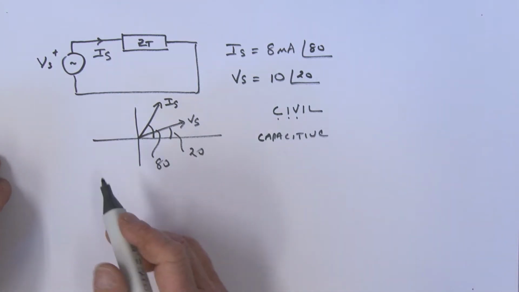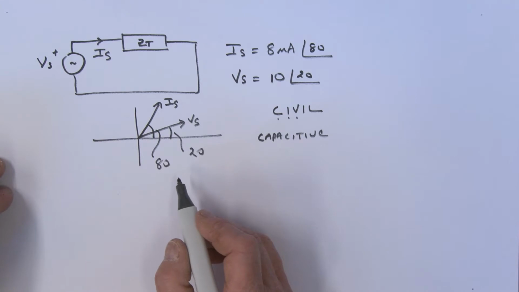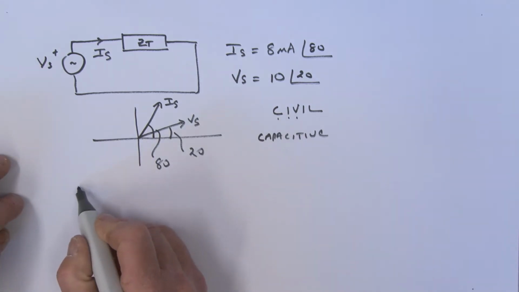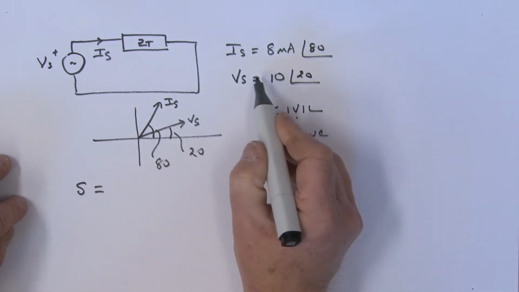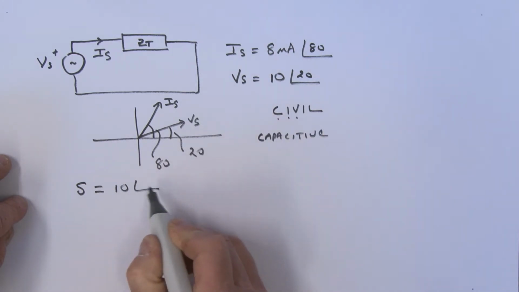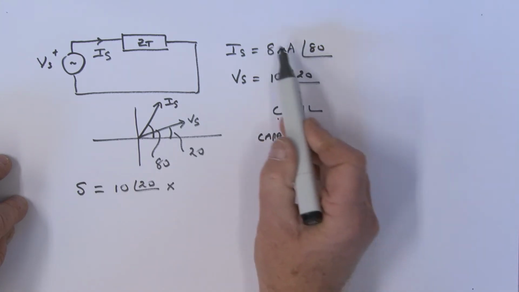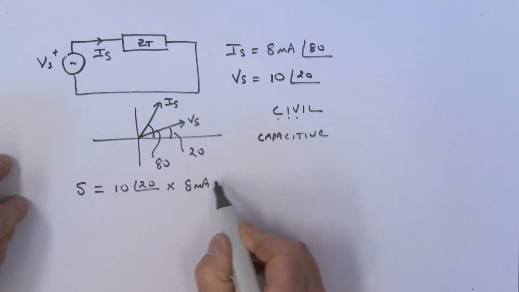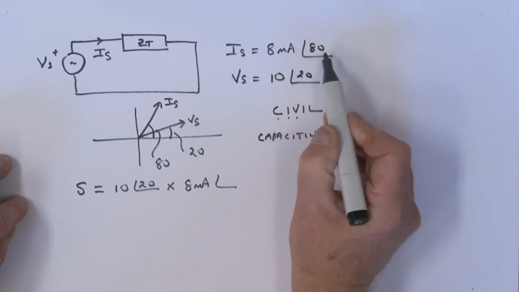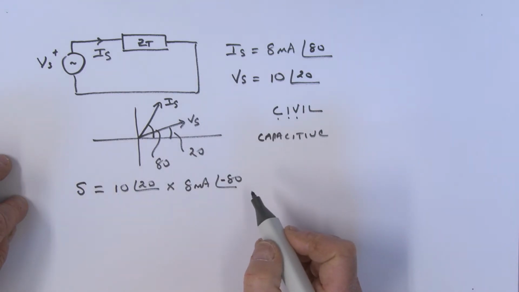All right, once again, we're trying to find the apparent power, the real power, and the reactive power. So we can say that the apparent power S is equal to what? It's equal to this voltage, which is 10 angle 20, multiplied by what? IS, but the complex conjugate of IS, so that's 8 milliamps. And the angle here is what? It's going to be minus 80 degrees, is it not?